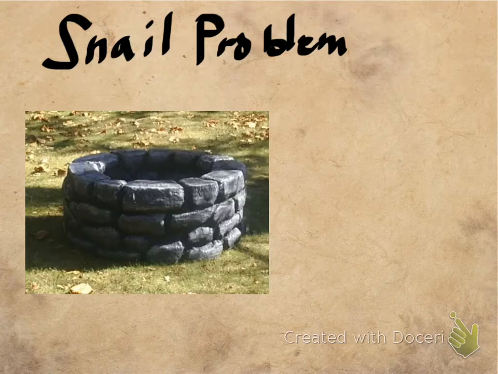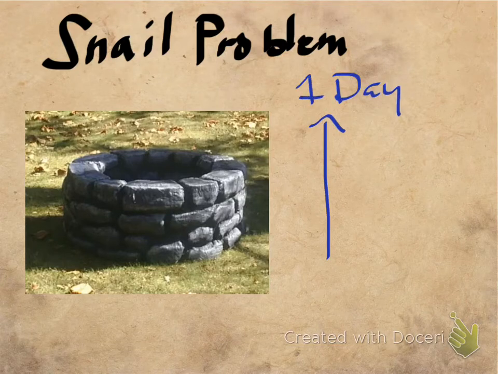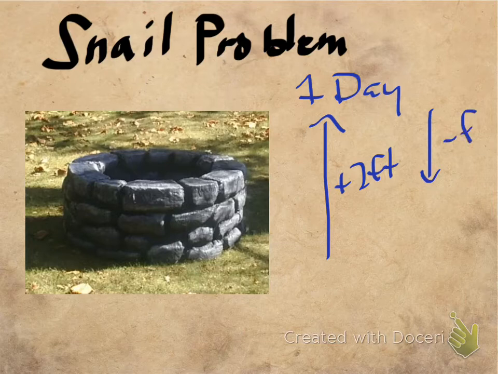Now, suppose that the depth of the well from the beginning is 20 feet deep. All right. So what we've got to do is figure out how long it's going to take the snail to get out. Once again, picture the snail. And so here we go. We'll draw what the snail's doing. So he goes up. This is in 1 day. In 1 day, the snail goes up 2 feet, but then he slides back down 1 foot.